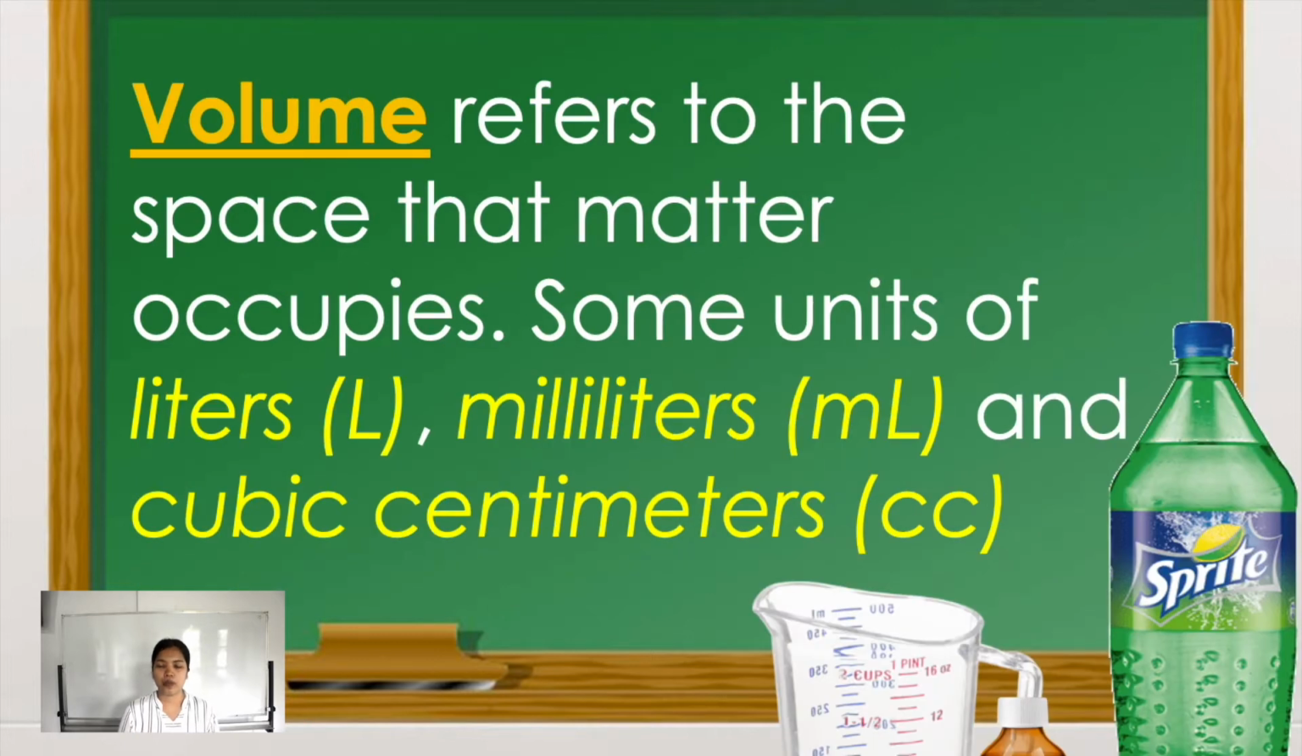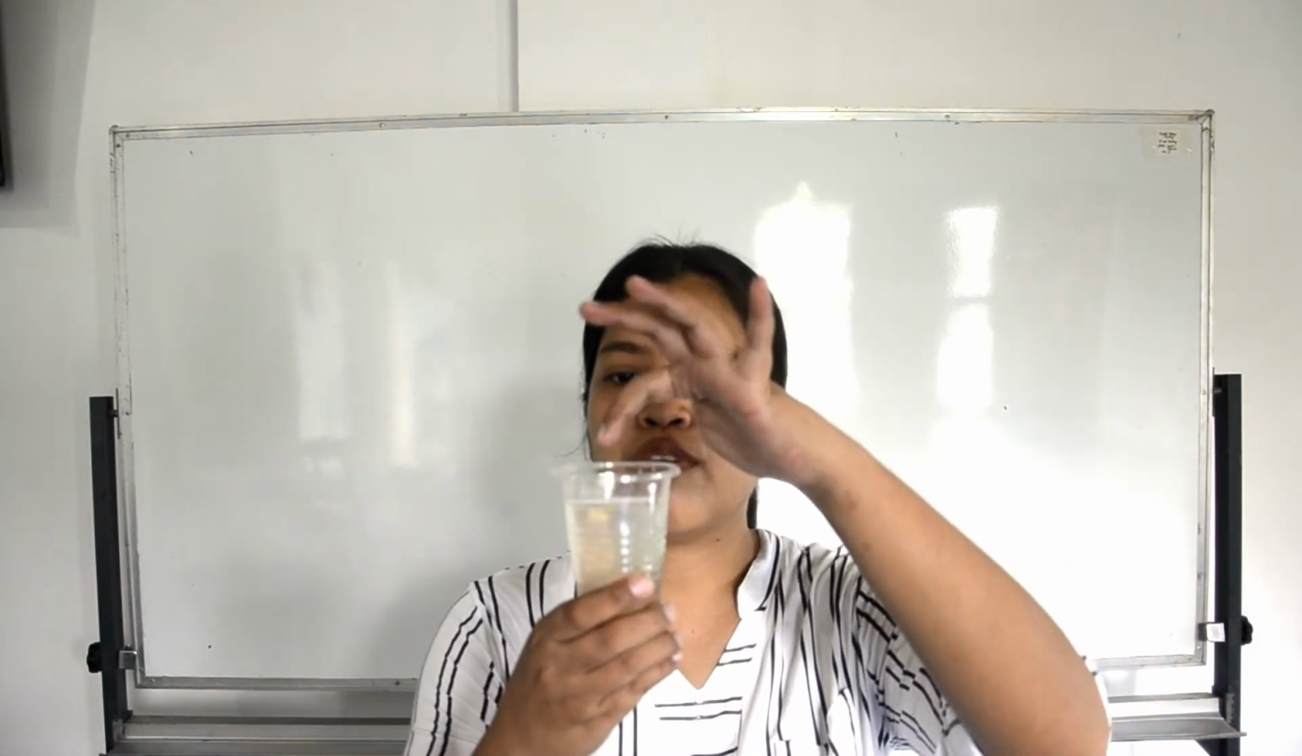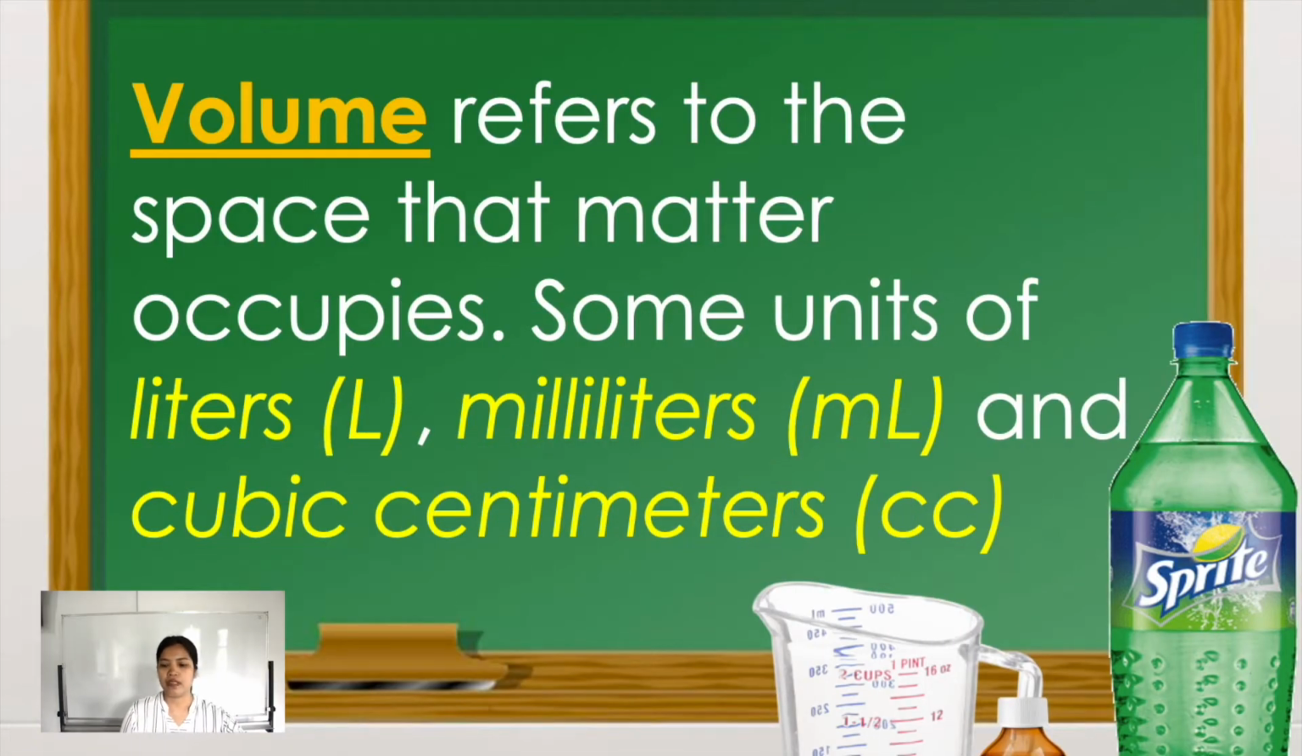Next one is what we call volume. Not the volume in sound, but volume in matter. It refers to the space that matter occupies. For example, the volume of the water in the cup. How much water is in the cup? That is what volume is all about. It can be measured in milliliters, cubic centimeters, or even liters.